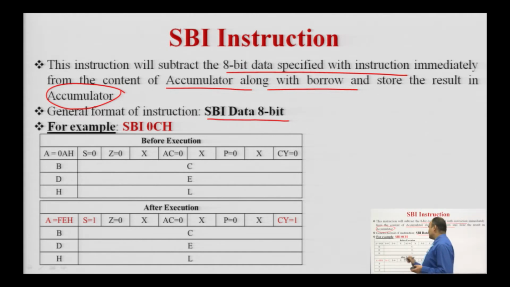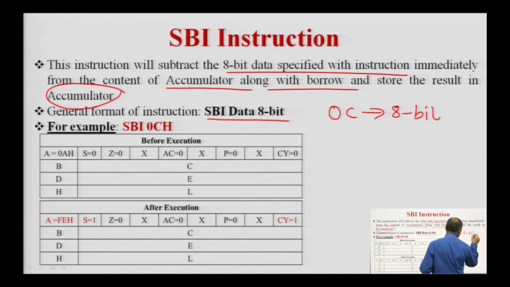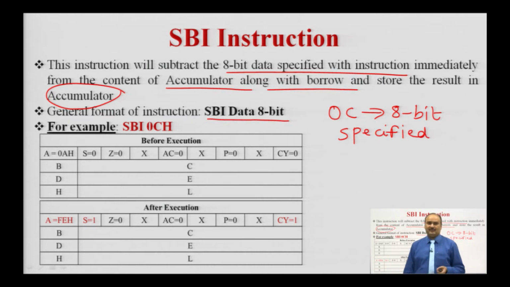The general format of this instruction is SBI data 8 bit. For example, the instruction is SBI 0CH. 0CH is nothing but the 8 bit data specified with the instruction. So, before the execution of this instruction SBI 0CH, the content of accumulator A is equal to 0AH. The status of the flags, that is sign flag, zero flag, auxiliary carry flag, parity flag and the carry flag, these are the 5 flags which are present in the 8085 microprocessor. So, all flags are reset before the execution of instruction SBI 0CH.